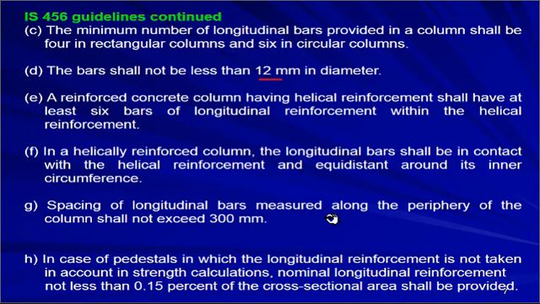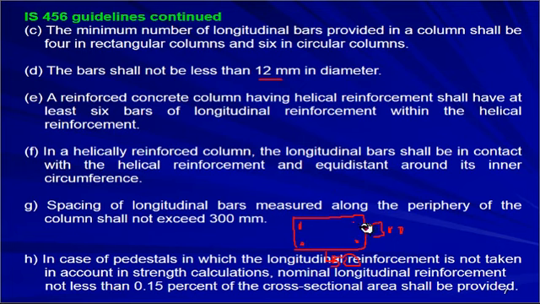Spacing of longitudinal bars measured around the periphery of the column shall not exceed 300 mm. Now, this point we have to look at along with the point on the minimum number of bars. For example, if the size of the column, let's say, is 300 by 450, according to this clause the minimum number of bars is 4.